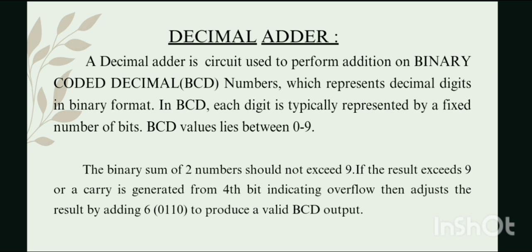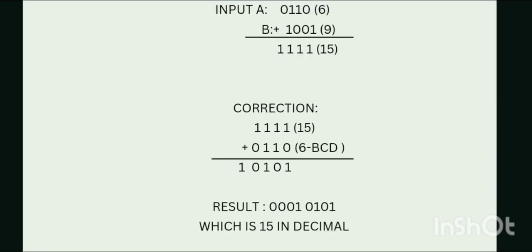The final step is to output the result. The corrected sum becomes the BCD digit for the current position. If a carryout is generated, it is propagated to the next higher BCD digit position. Now let's understand this with an example.